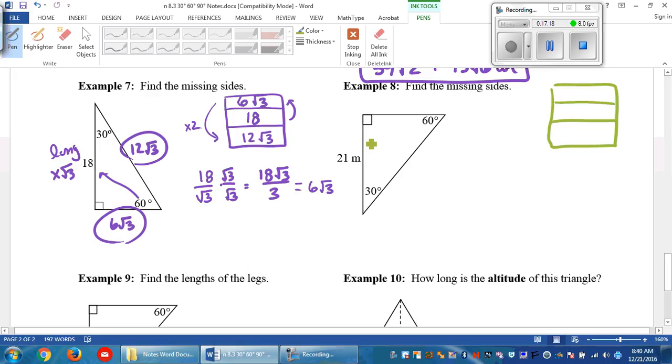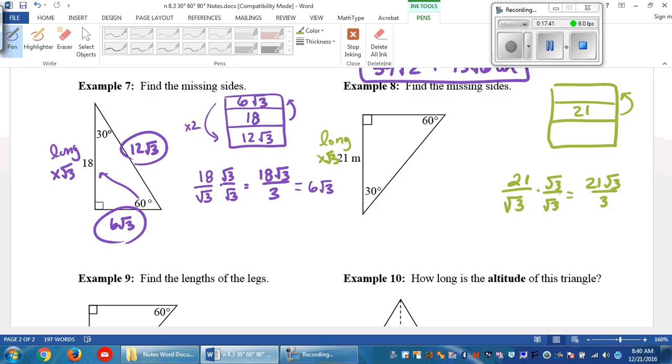Okay, so our chart again. We have the 60 side, so this is the long leg, and the long leg is 21. You've got to go back upwards, so you're taking 21 and dividing by root 3, because this is the x root 3 side. Can't leave it down there, so multiply top and bottom by root 3, and you get 21 root 3 over 3. And if I double that, you're going to end up with 42 root 3 over 3. So this side is 42 root 3 over 3.